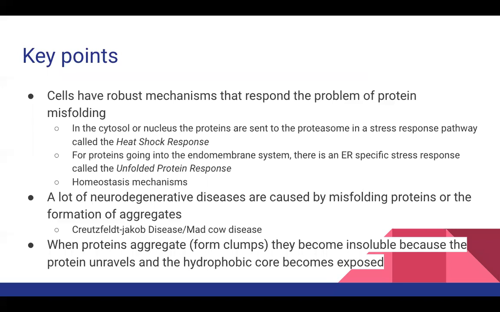And a lot of neurodegenerative diseases are caused by misfolded proteins or aggregations of them. Mad cow disease is a disease where if there is a protein that's misfolded and it comes near a protein that is normally folded, it can cause that one to misfold as well, and form aggregate clumps that are insoluble, because the protein unravels and the hydrophobic core becomes exposed.